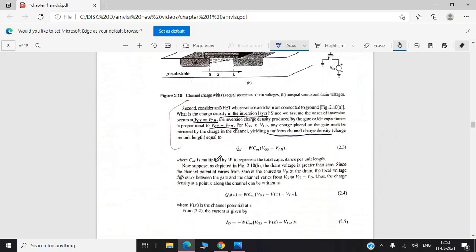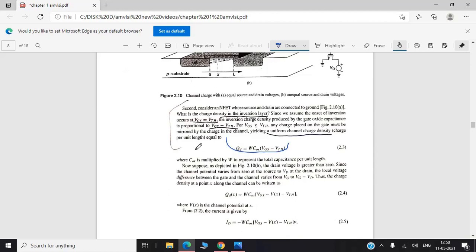Now second, we consider an NFET whose source and drain are connected to the ground as shown in figure 2.1. What is the charge density in the inversion layer? Since we assume that the onset of inversion occurs at VGS equals VTH, we consider VGS, the voltage between the gate and source, equal to VTH. The inversion charge density produced by the gate oxide capacitance is proportional to VGS minus VTH. For VGS greater than VTH, any charge placed on the gate must be mirrored. So QD will be given by W COX into VGS minus VTH. Very important equation this is.